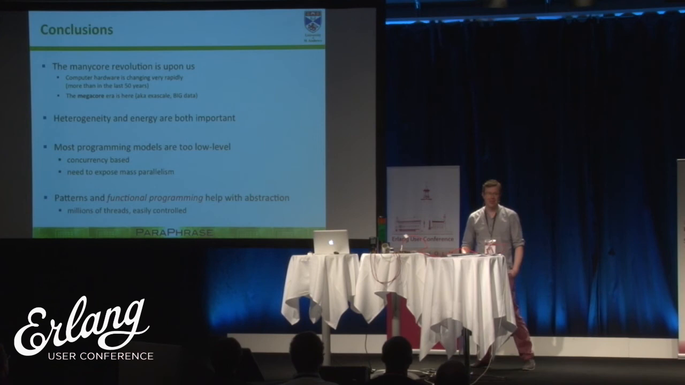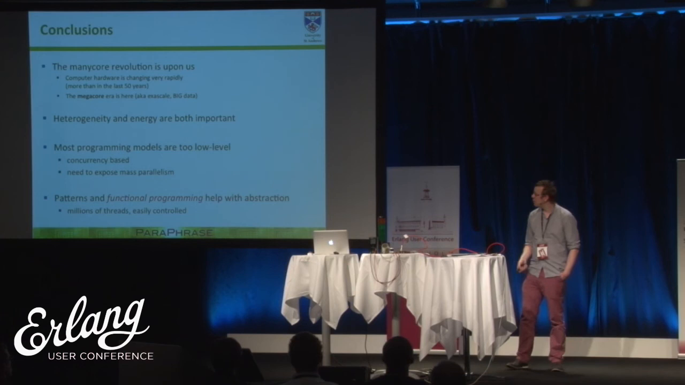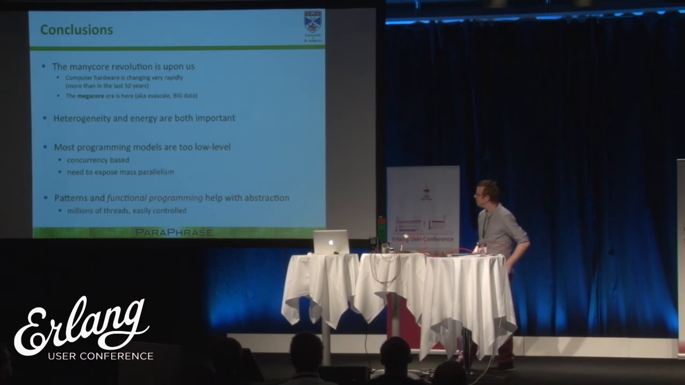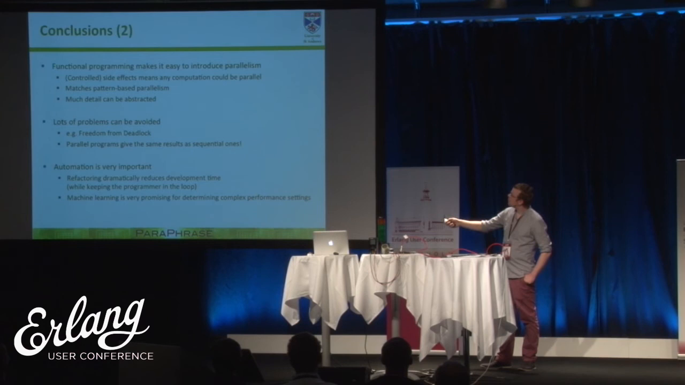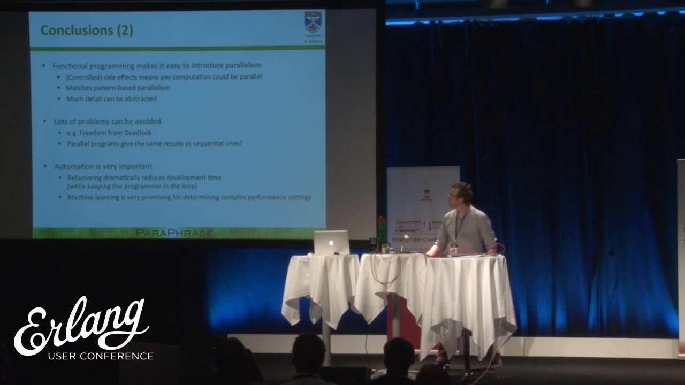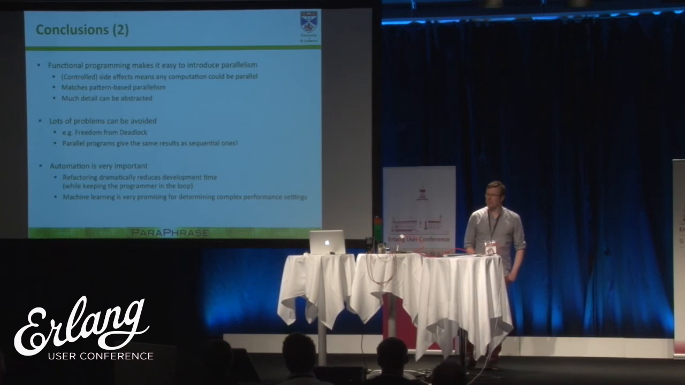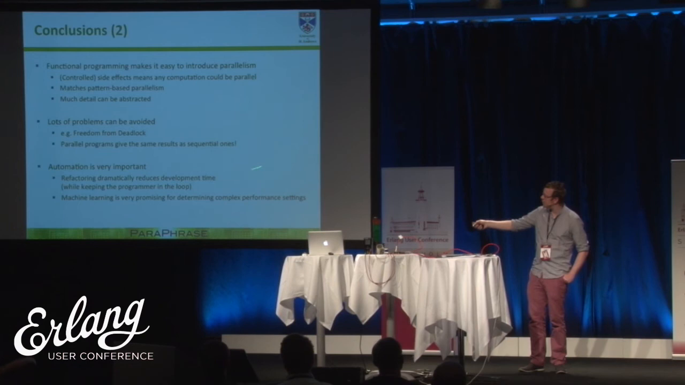You need to expose mass parallelism, and the only way to do that is to work at a structured level, not at a process level. So we think patterns, and particularly functional programming, really help with this abstraction. Having this nice functional higher order way of dealing with parallelism is great because you can control the parallel structure, the threads, the workers, the offloading, everything for you. Again, you can control side effects, particularly in Erlang, so you have more ways of controlling what things are going to be done in parallel. You can abstract a lot of the detail away. You can avoid so many problems. Generally, if you can identify a sequential structure, the parallel version will always give you the same result because it's correct by construction.